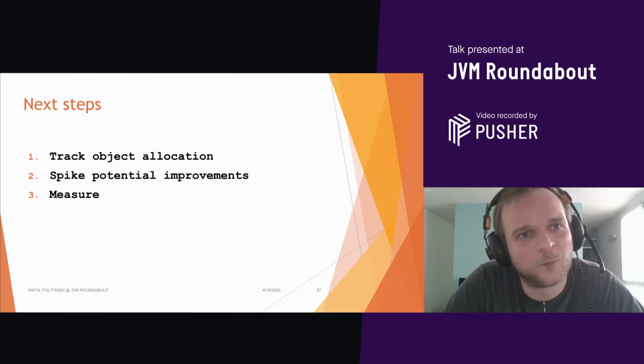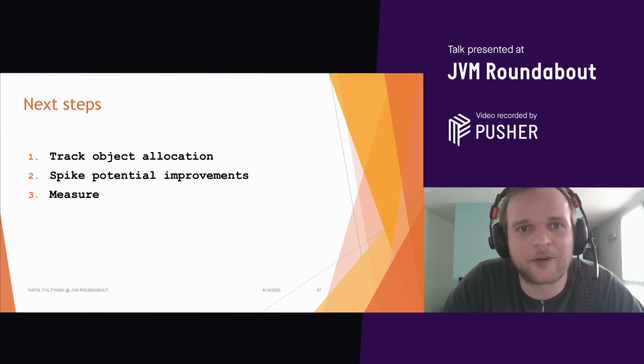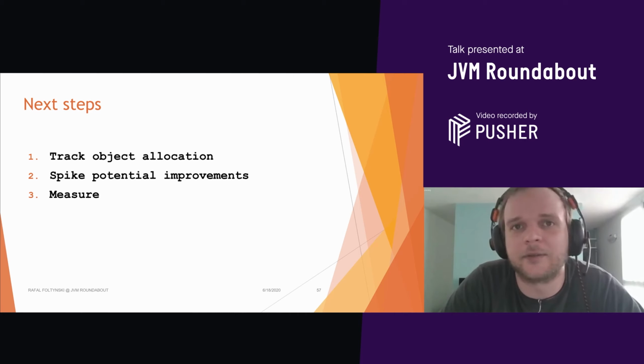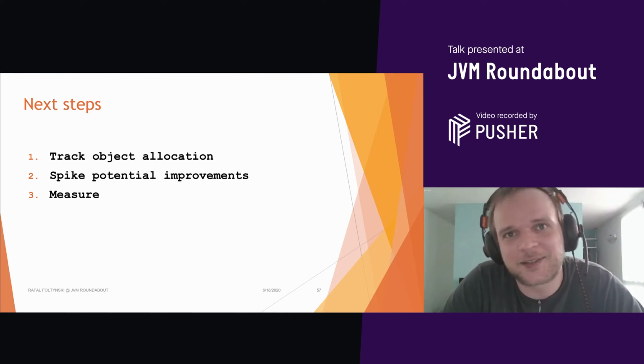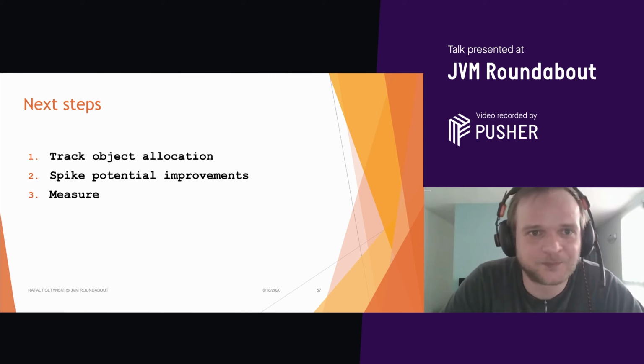So the next step that I took was tracking the memory of every object that was created. I was trying to figure out where and why this object is created, within which thread. Can I control the lifecycle of this object? Can I call release or clear or whatever other API method on this object to actually get it back to the pool? And spike some improvements, and of course measure afterwards.